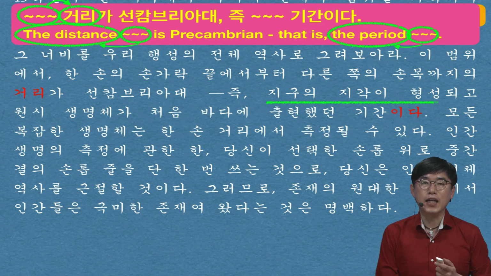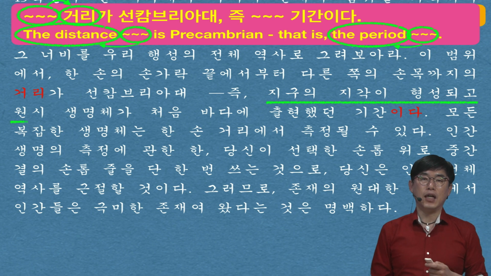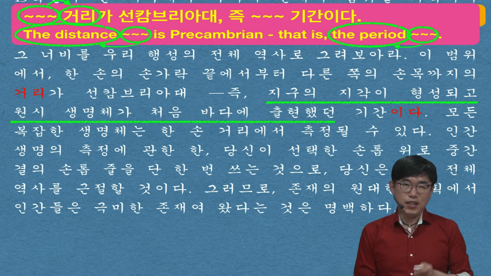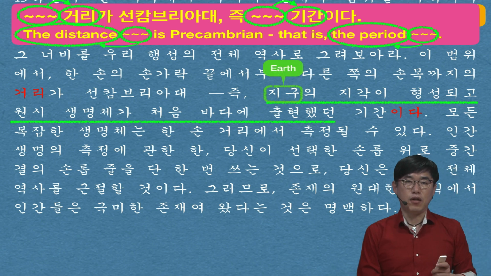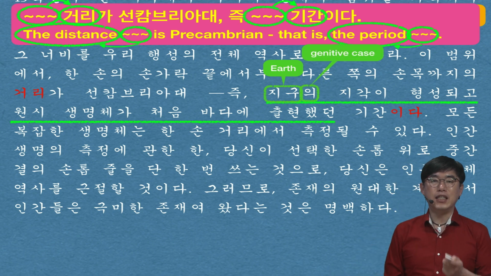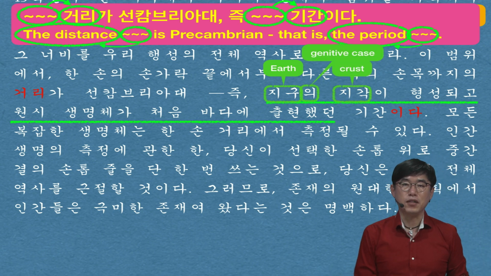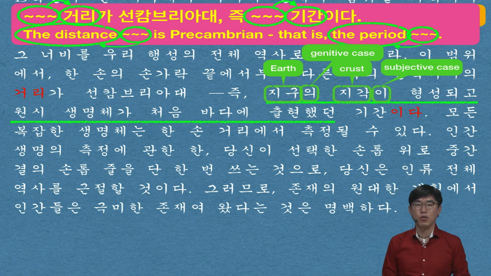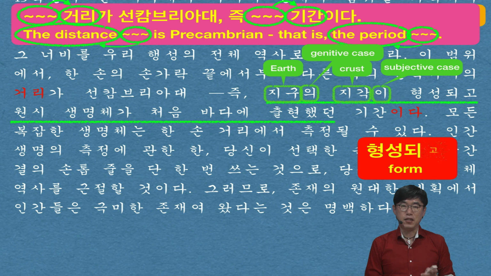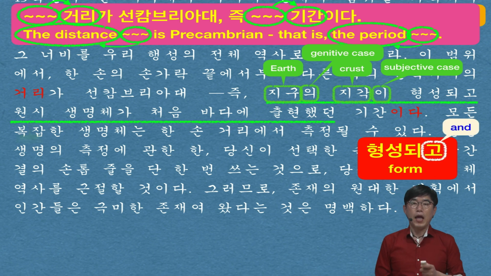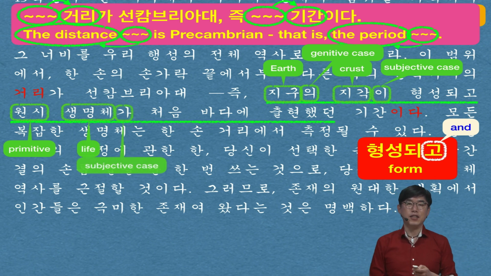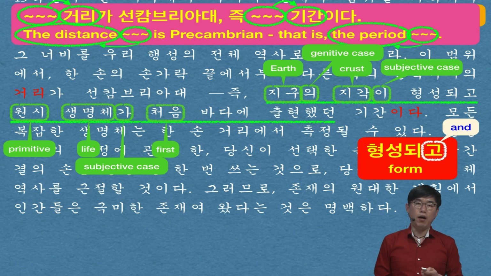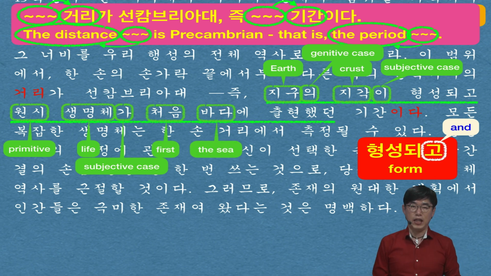And 지구의 지각이 형성되고 원시 생명체가 처음 바다에 출현했던. These 8 words are all modifiers of the word 기간. 지구 is earth, and 의 is a genitive case, and 지각 is crust, and 이 is the subjective case. And 형성되고 came from 형성되다, which means to form. And as I said, the letter 고 means and. And 원시 is primitive, and 생명체 is life or creature, and 가 is also the subjective case. And 처음 is the first, and 바다 is the sea. And 에 is in.